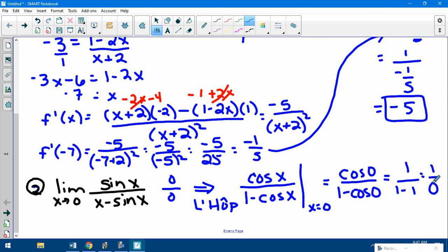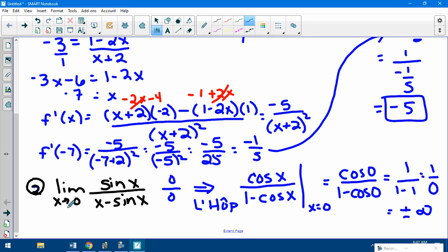over 0, which doesn't necessarily mean undefined anymore. Remember, 1 over 0 is not indeterminate. That means you're either going to positive or negative infinity, and you have to decide which one. So is the bottom ever going to be negative? The top's always going to be positive no matter what. No, it's not necessarily true.